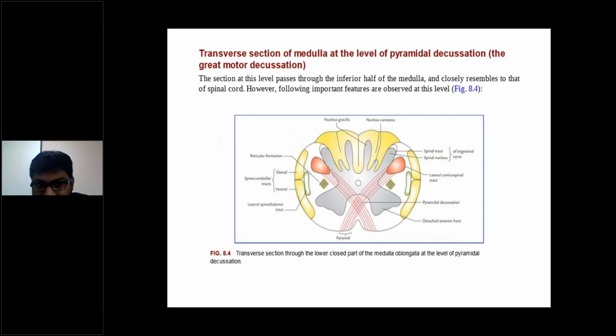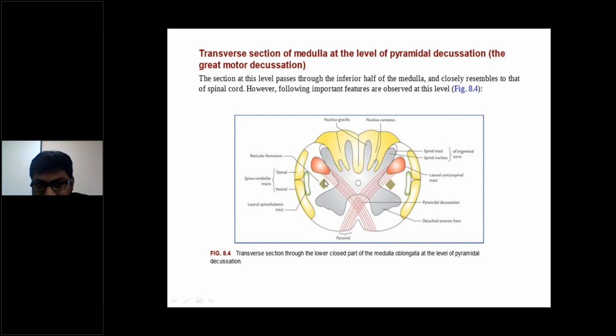So this is the transverse section. Transverse section means this is the transverse section. This is the longitudinal section. This is ventral. This is dorsal. See, this is the medial nucleus gracilis, lateral nucleus cuneatus. Okay, what is this? Pyramidal decussation. See, lower part of the medulla, corticospinal tract decussation, lower part of the medulla, opposite side crossing.